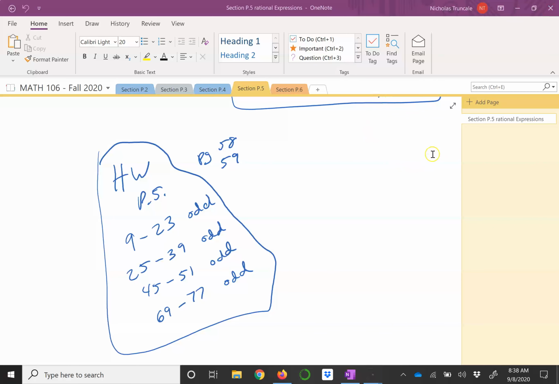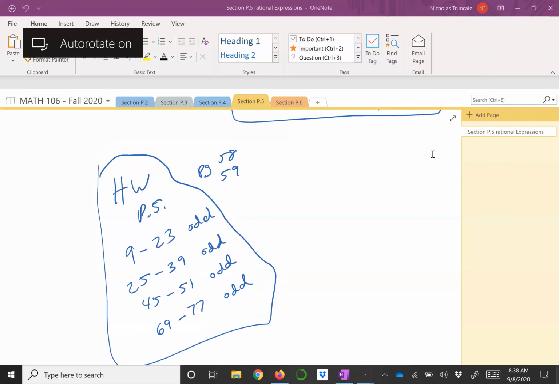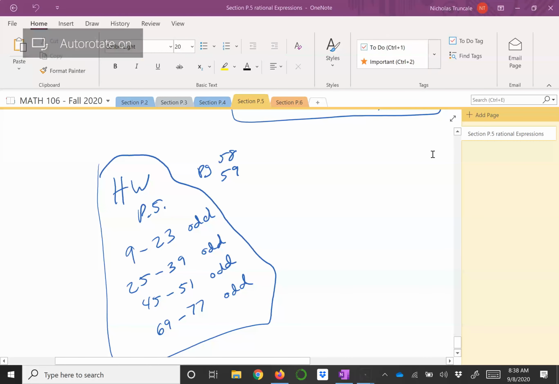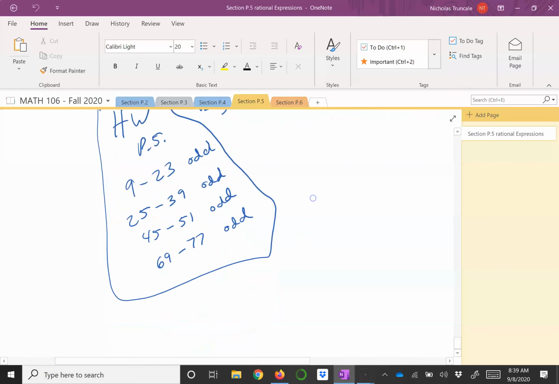Now, next order of business will be any questions you may have from section P5, which was the homework assignment that I gave you on Thursday. So this is, I have it on the screen already. This was page 58, 59, and I gave you those numbers. So is there any ones you'd like me to do? Yes, Bridget. 27. Let's check it out.